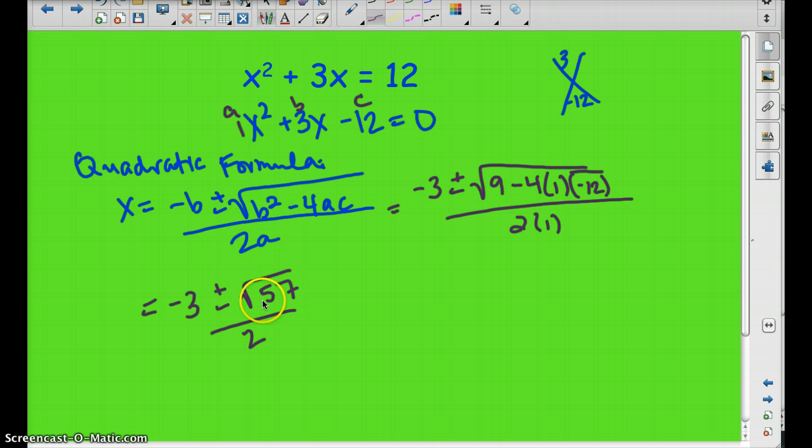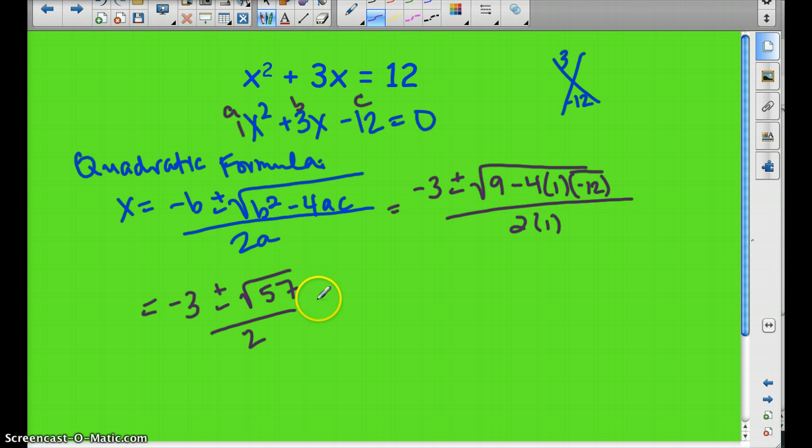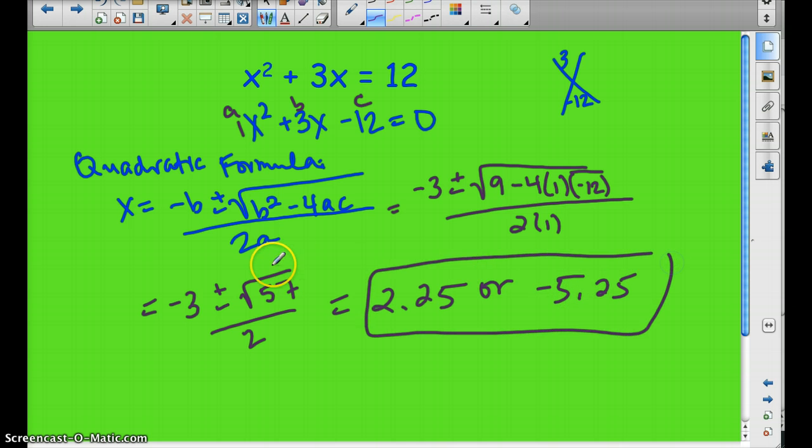So you can leave it like this, or you can simplify the square root. In this case, you can't simplify the square root. So you could write it as a decimal. I'm going to tell you this, though, when you get to Algebra 2, they're not going to want you to write it as a decimal. But if you did, you had 2.25 or negative 5.25. So again, we're getting two answers. Okay, and I would accept either one of these is fine.